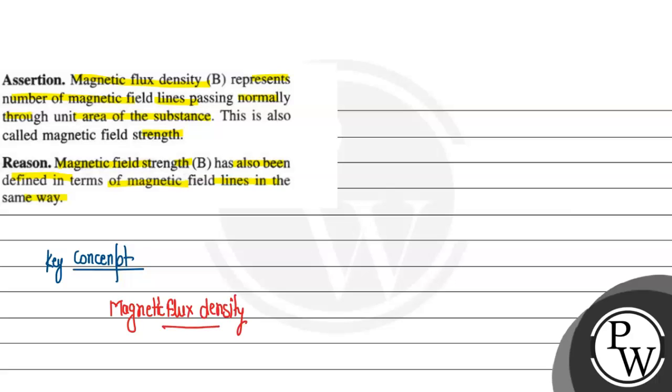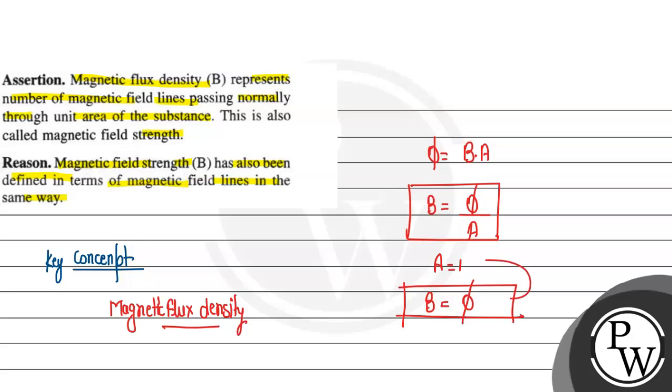So basically, what is magnetic flux? Phi is going to be B dot area, and if I define B, it will be phi upon A. Phi is actually the number of field lines passing through a particular area, and if area becomes 1, then B becomes magnetic flux density, which is the number of magnetic field lines passing through a particular area. This B is often called magnetic field strength.